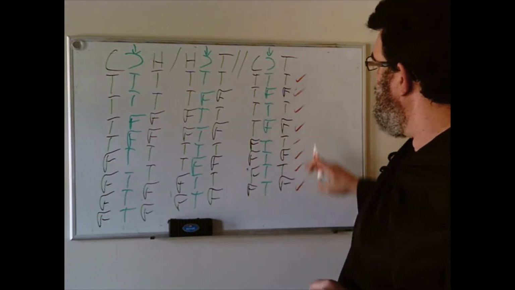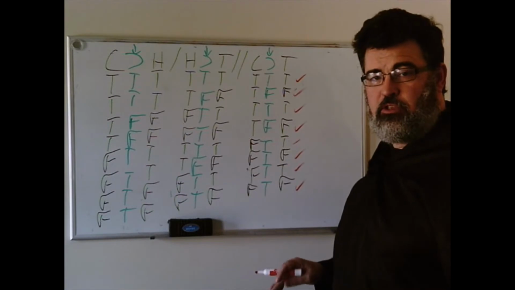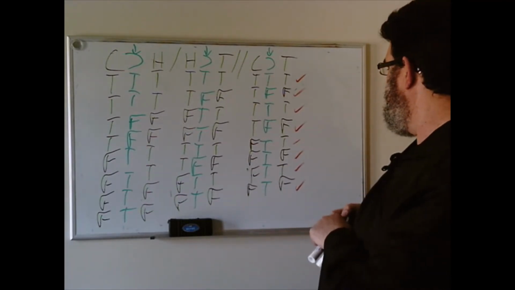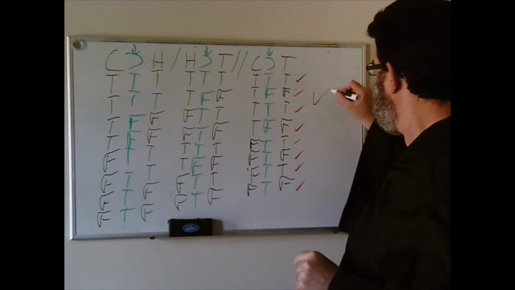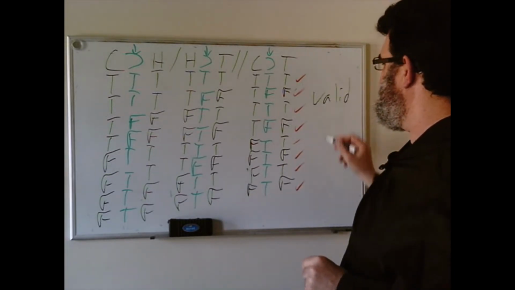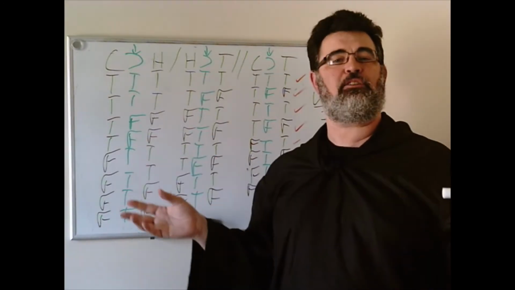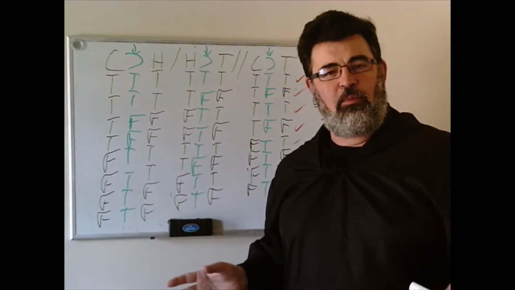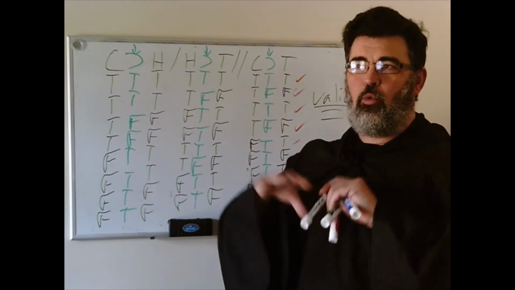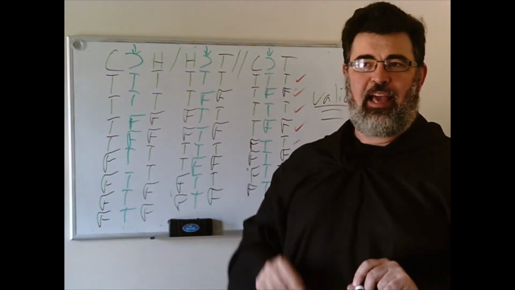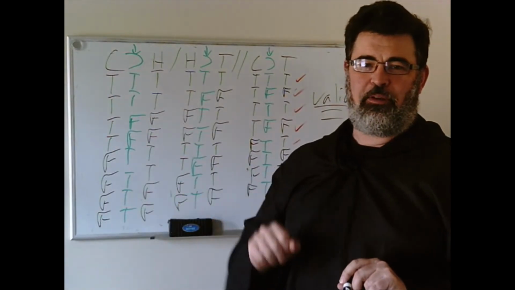So since there's no row where all the premises are true and the conclusion is false, I know that this argument is valid. And so now we have seen throughout the entire semester that the famous cat argument is valid no matter what form of logic you use, and that's why cats are stupid.